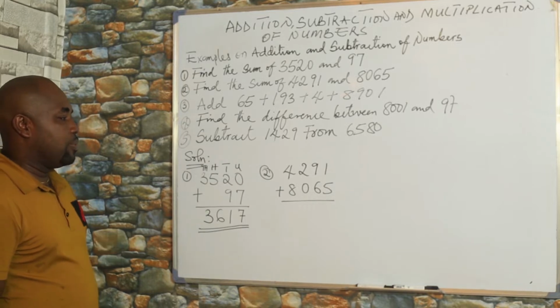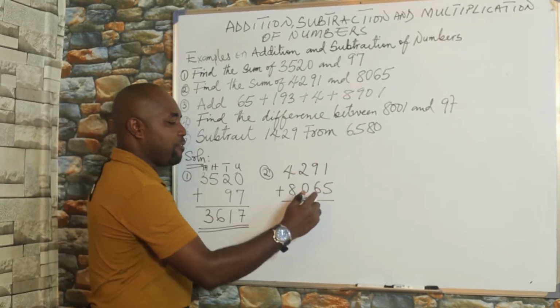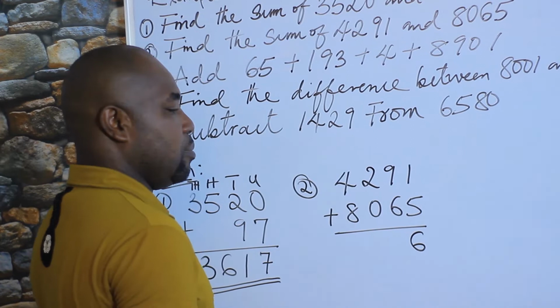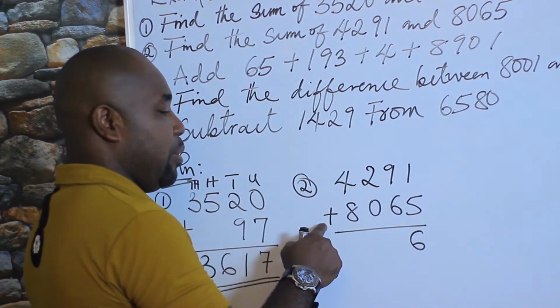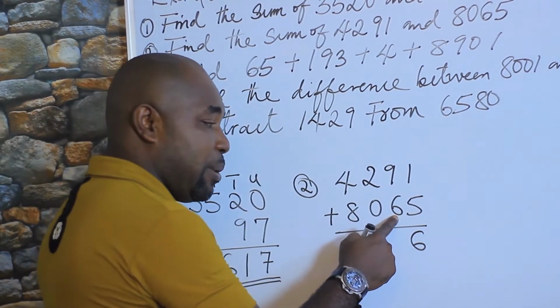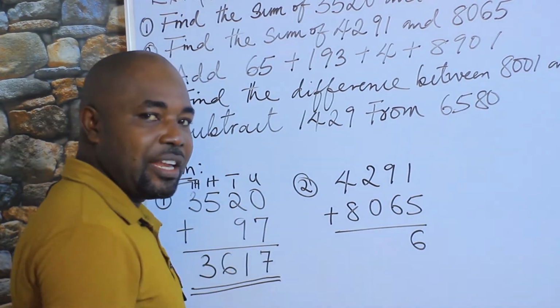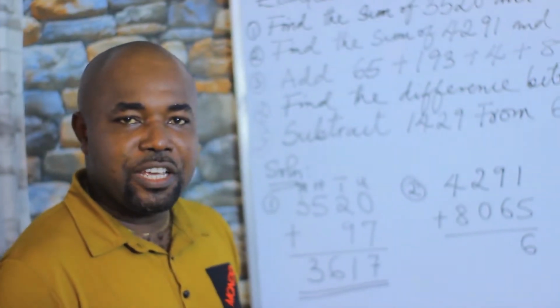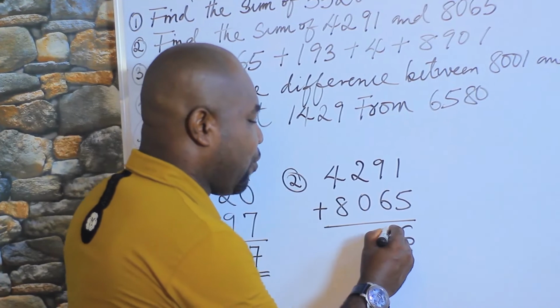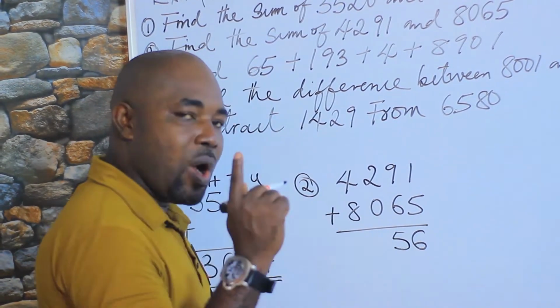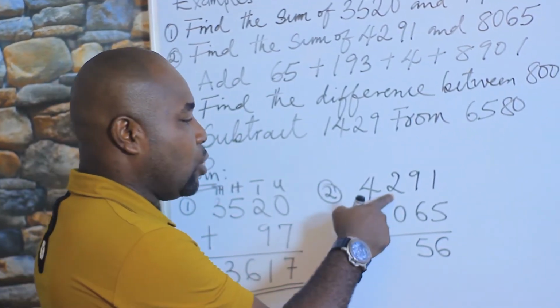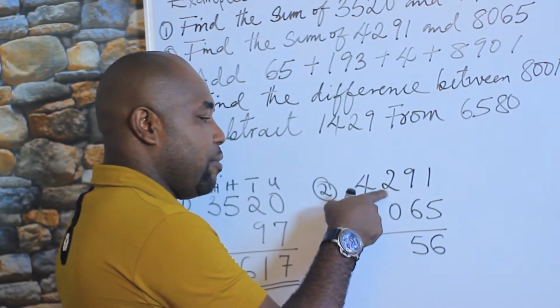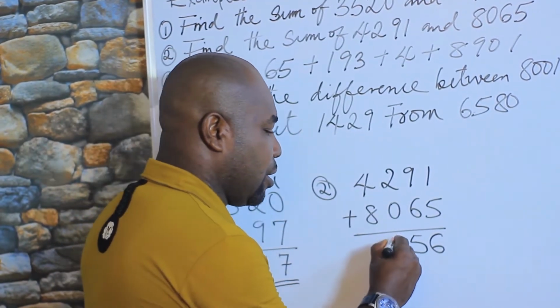Let us add up. 1 plus 5 is 6. 9 plus 6. 9 plus 6 is 15. We write 5 and carry 1. That 1 we add to these 2 to be 3. 3 plus 0 is 3.